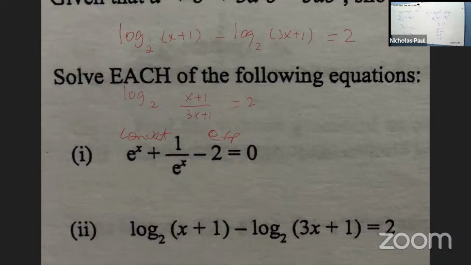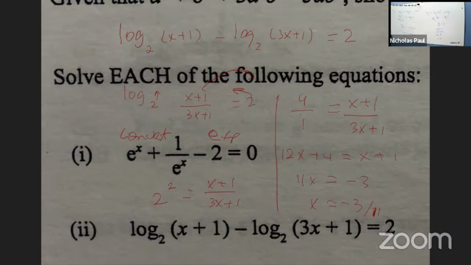So remember, this 2 will come up, this 2 comes back across, and the answer is x plus 1 over 3x plus 1. So you're going to get 4 is equal to x plus 1 over 3x plus 1. Cross multiply, and you'll get 12x plus 4 is x plus 1. You'll get 11x is minus 3, x is negative 3 on 11.